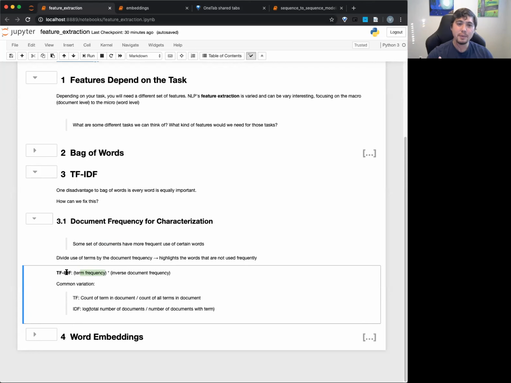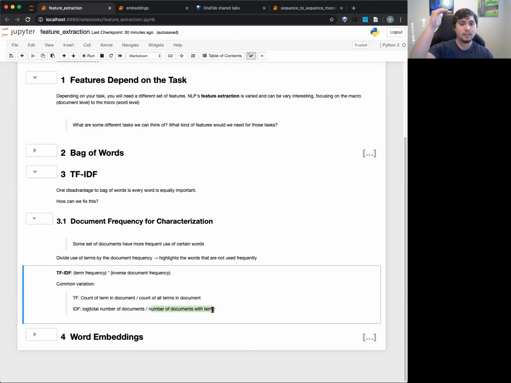Typically, there are different ways you can do this, but what we typically do is take the log value of the total number of documents divided by the number of documents with that term. So the idea here is that you ask, how many documents actually use this term, let's say the word "God"?